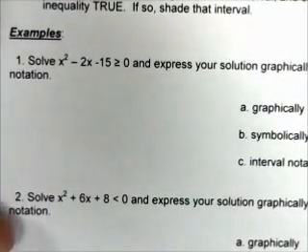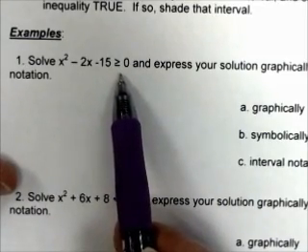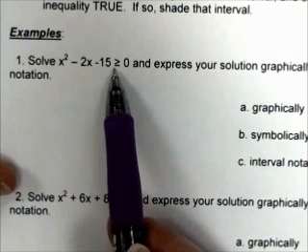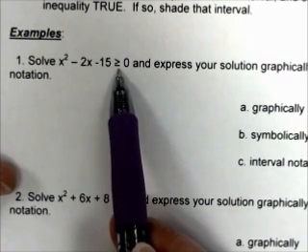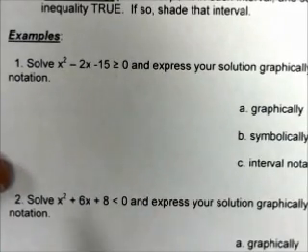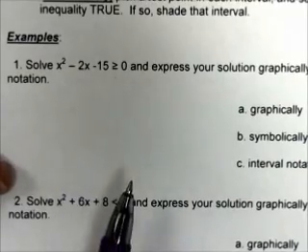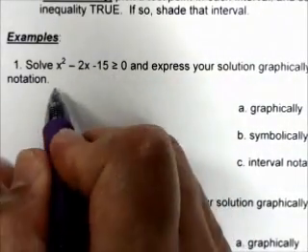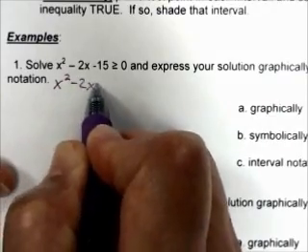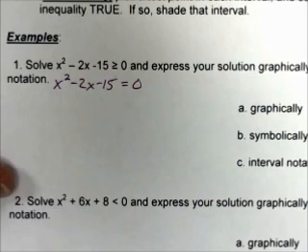Okay, so our first example here, we have solve x squared minus 2x minus 15 is greater than or equal to 0. So we have this quadratic inequality. Instead of an equation and equal to 0, we have greater than or equal to 0. And we're going to express our solution graphically, symbolically, and in interval notation. So we're finding the roots of the corresponding equation. That's the first step. So I'm changing this to x squared minus 2x minus 15 equals 0. And we're going to find the roots of that quadratic equation.